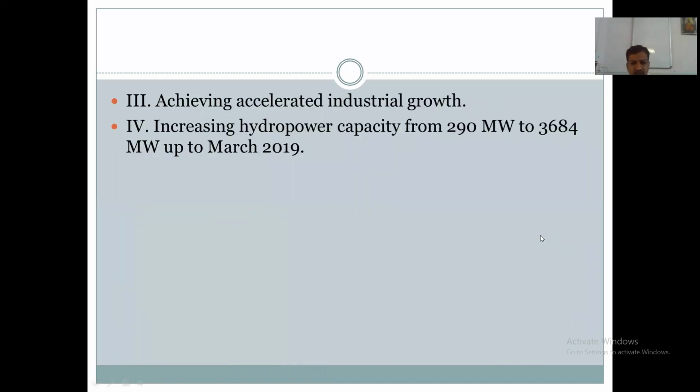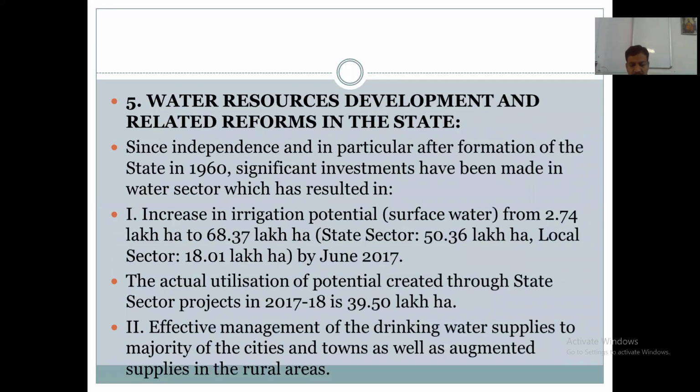Then, for accelerating industrial growth, some provisions are made, and for increasing the hydropower capacity, provisions are made from 290 megawatt to 3684 megawatt up to March 2019. So these are some reforms made in this water sector.